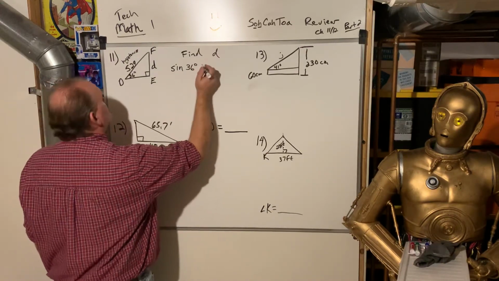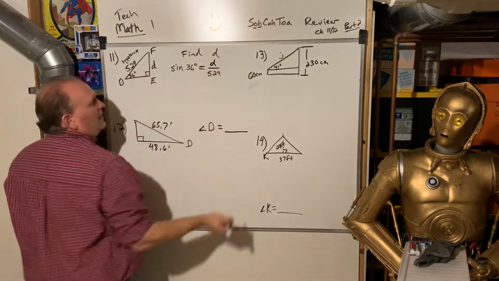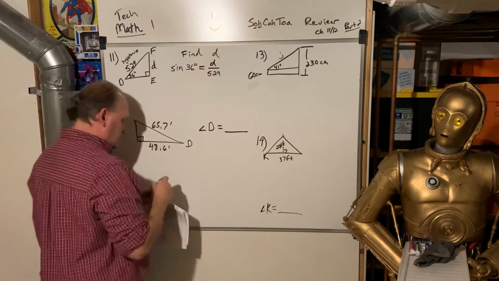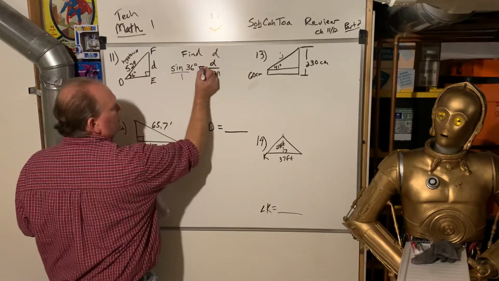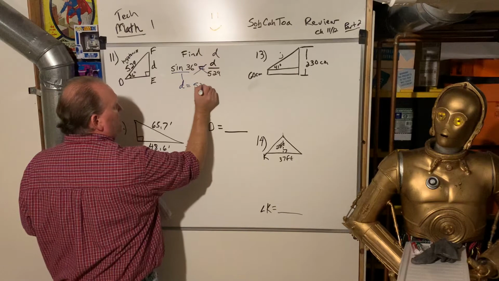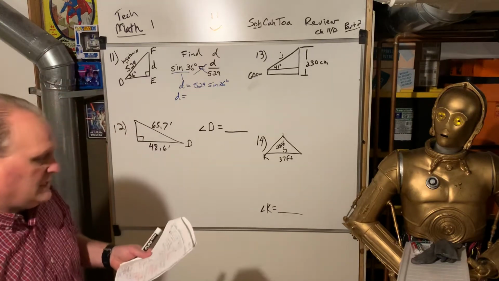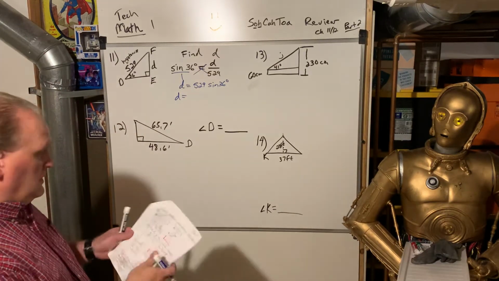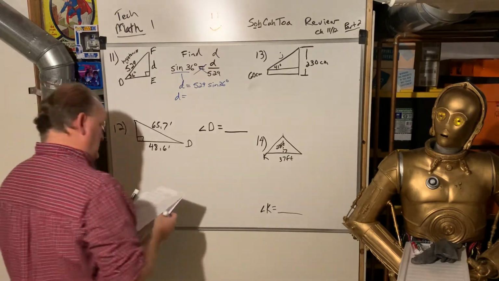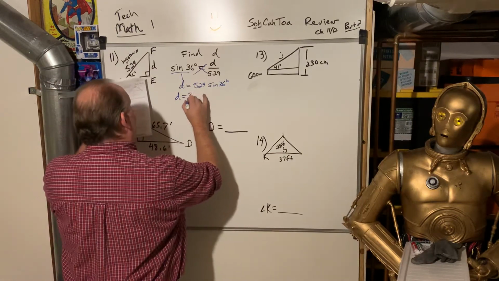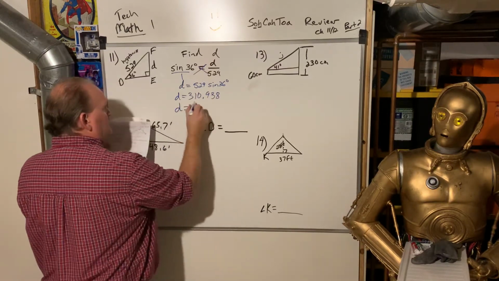So sine 36 degrees is equal to D over 529. And so that ends up being pretty easy, right? Cross multiply and solve. It's a proportion. So that's over 1. So we cross multiply. So D is equal to 529 times the sine of 36 degrees. You pump that in your calculator and round to what they tell you. So number 11 is 310.938, and then they want it to the nearest whole number, so 311.